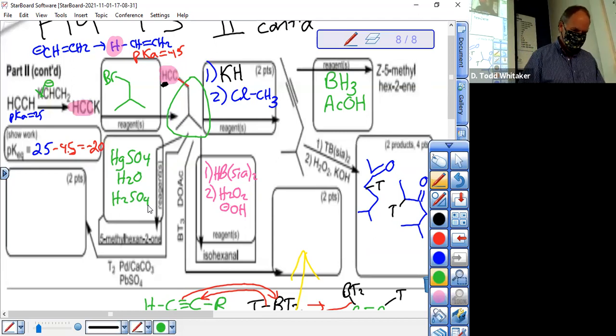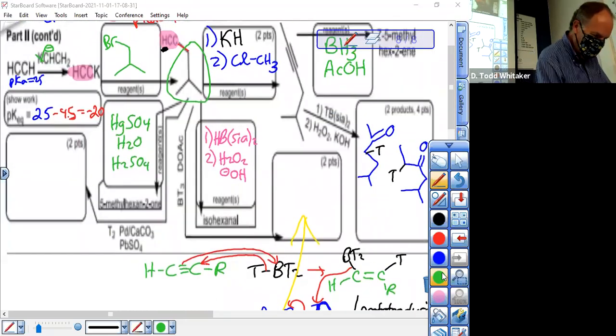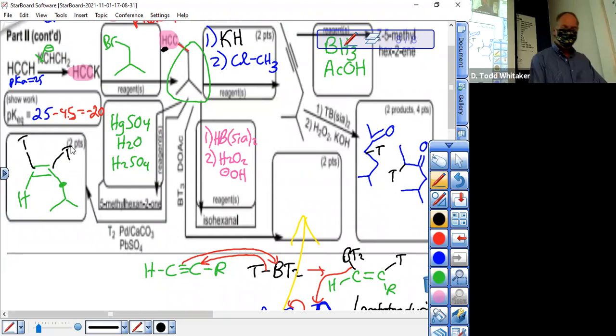Okay, and then T2 and Lindlar's, there's Lindlar's catalyst. You see it down there? And T means tritium instead of deuterium. So your triple bond, green triple bond is now a double bond. And we got an H on one side and an IBU on the other. IBU. And tritiums. They have to be syn. You have to learn that reaction is a syn reaction.